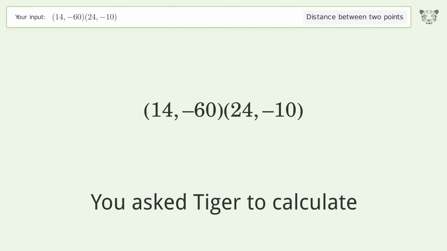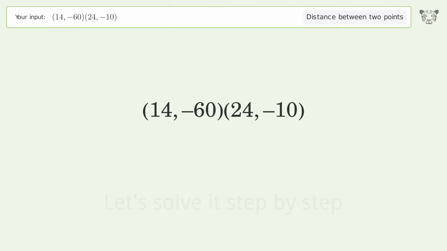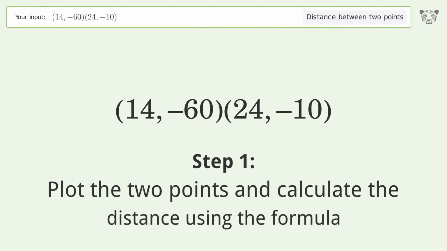You ask Tiger to calculate. This deals with the distance between 2 points. The distance between the 2 points is the square root of 2,600, or 50.99. Let's solve it step by step. Plot the 2 points and calculate the distance using the formula.